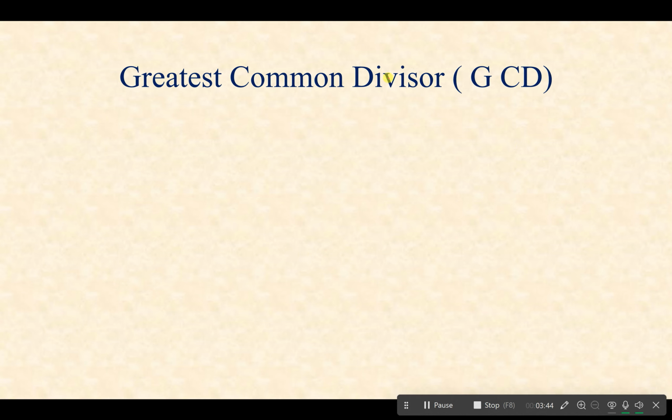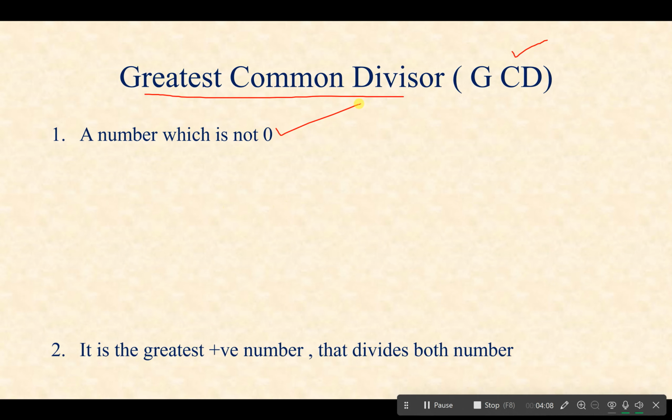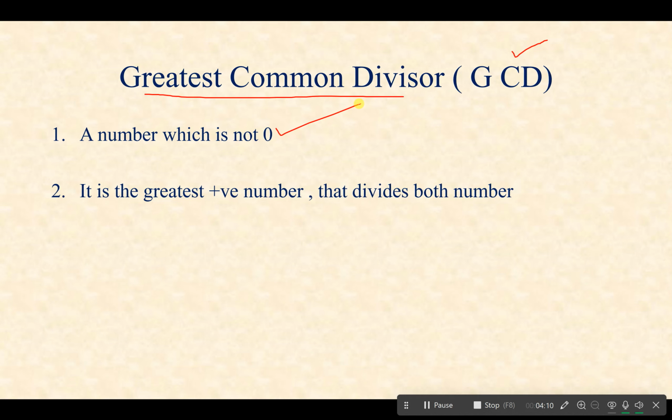Now, this is very important with respect to the exam. In the exam they'll give you 2 or 3 numbers and they'll ask you to find the GCD of these numbers. GCD stands for greatest common divisor. So what is a GCD? A GCD is a number which should not be 0, that is the first condition. Next, it should be the greatest number that divides both the numbers. Don't worry if you don't understand, in the next page we'll solve some problems and try to understand.